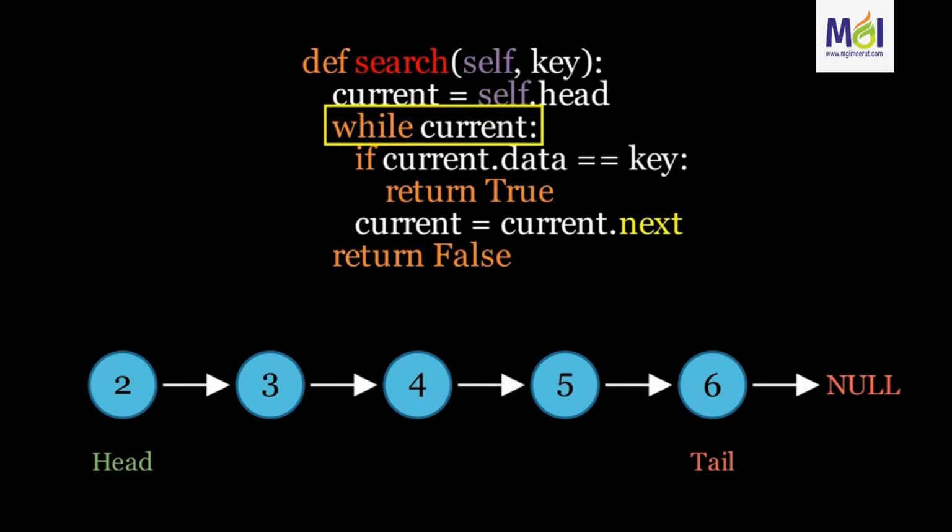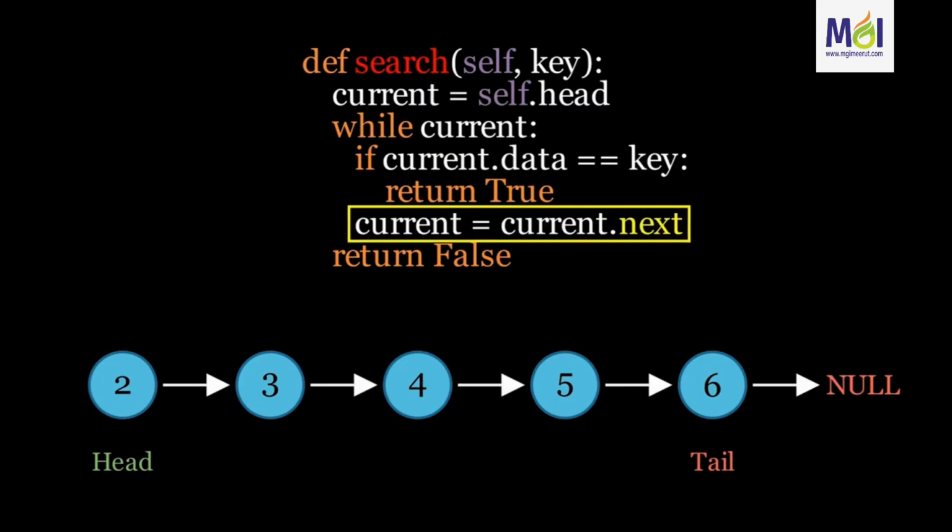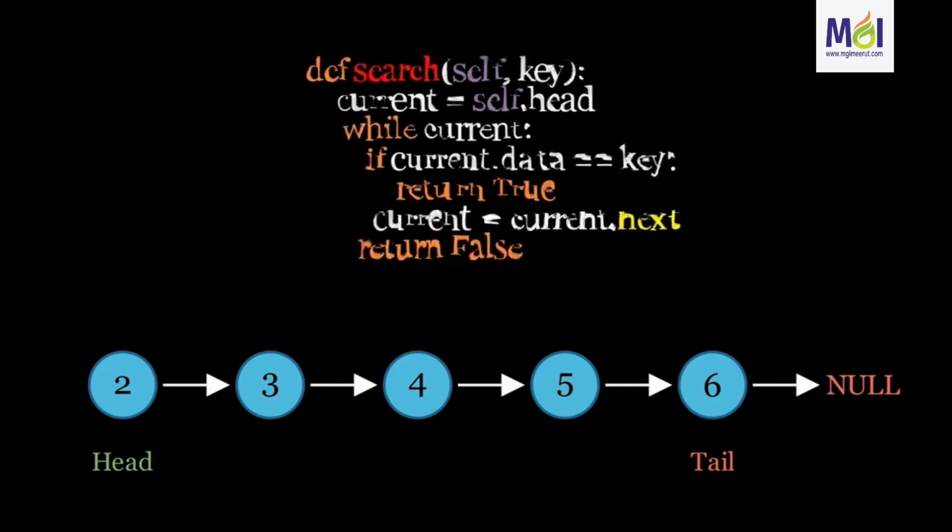In each iteration of the loop, we'll check if the data of the current node matches the target value. If it matches, we'll return True. If not, we'll update current to its next node and continue the loop. If the loop ends without finding the element, we'll return False. Now let's see this in animations.